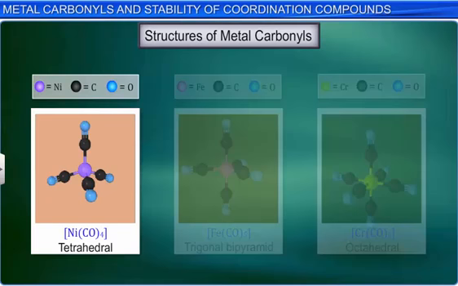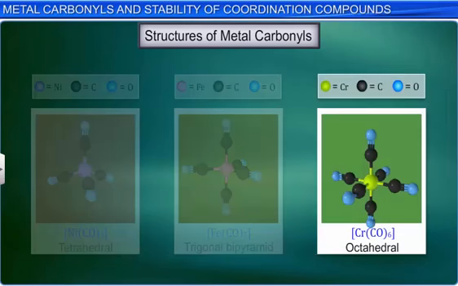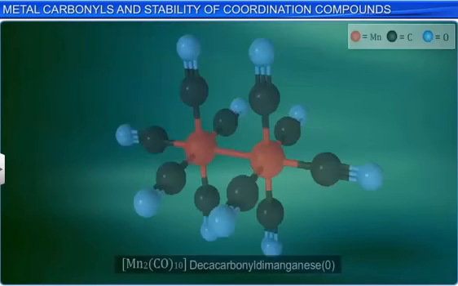Decacarbonyl dimanganese(0) is made up of two square pyramidal units joined by an Mn-Mn bond. The molecule octacarbonyl dicobalt(0) consists of two trigonal bipyramids with one edge in common.